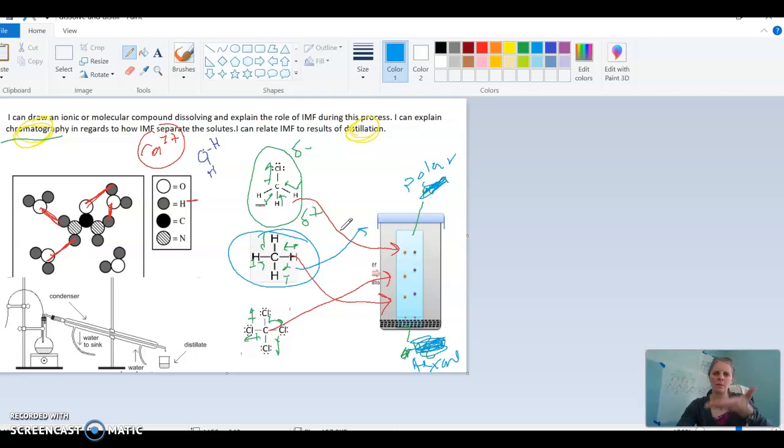So whatever's going up the paper, polar, will take polar things with it. If it's going up the paper and it's nonpolar, nonpolar will take nonpolar with it.